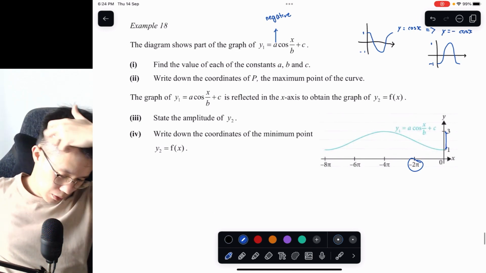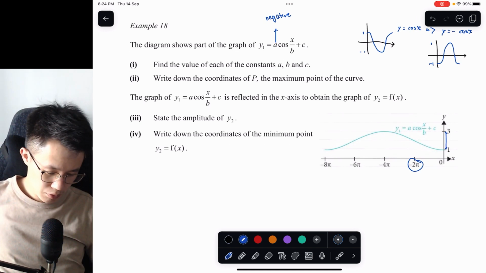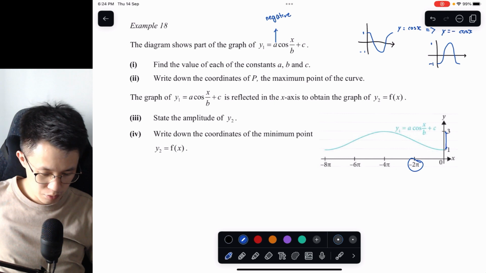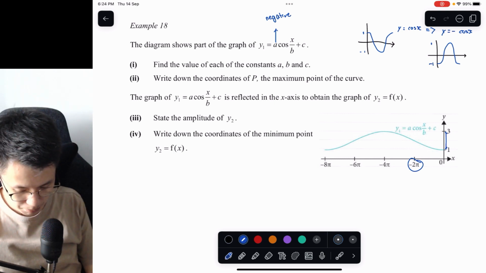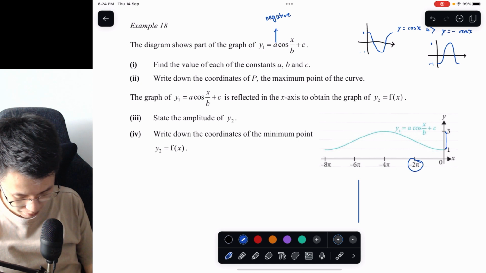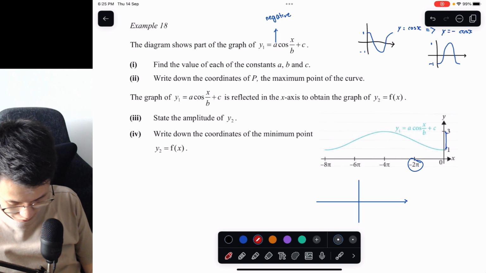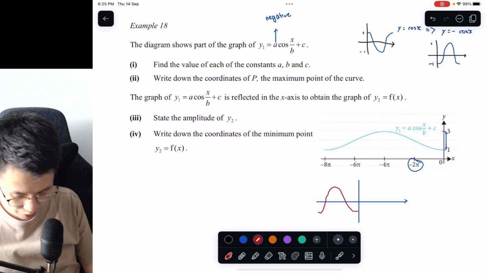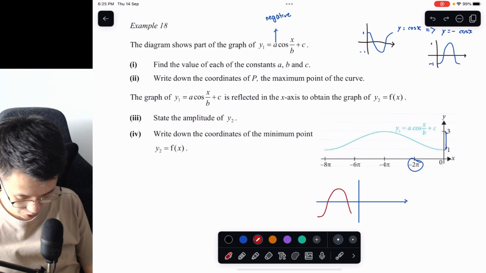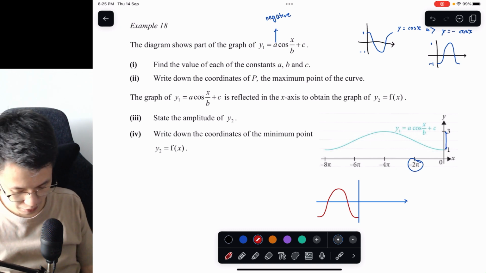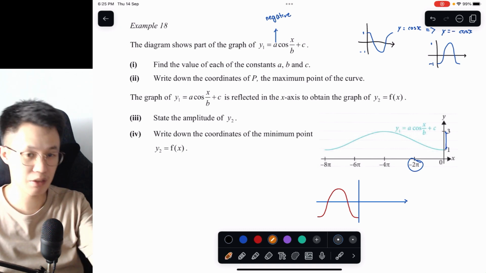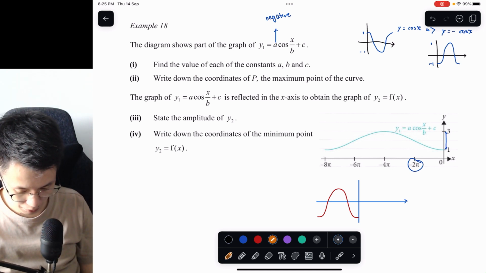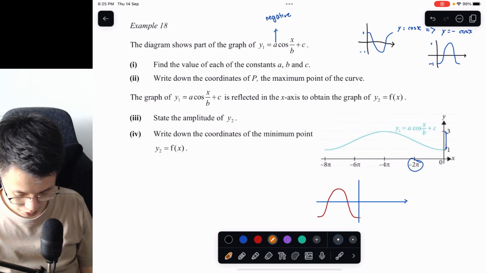Now, to answer part 3 and 4: when you reflect something, you're gonna make it a mirror image. So I'm gonna show you a very good example of what it means to be a mirror image. Imagine I have this graph over here. When you reflect it, it's not drawn very nicely, but you get the point. Something like that. So you're going to reflect it about the x-axis. That means it's going to be a mirror image about the axis that we state. So it's going to be something like that.